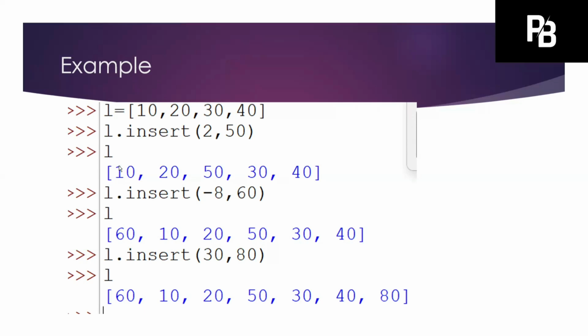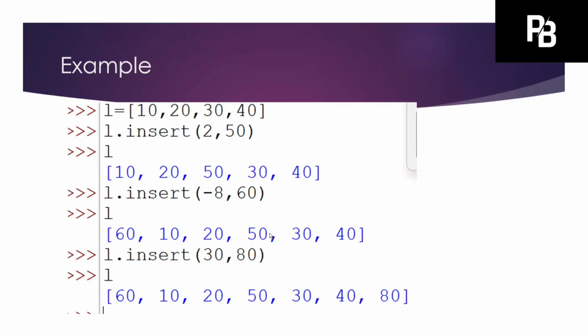But -8 position is not there. So no problem. Okay, in that case, please don't get confused. No error is there. If -8 position is not there, then this 60 is inserted at the first point. Okay. Now see L.insert(30, ...). 30 is my value. And here I am giving 80.